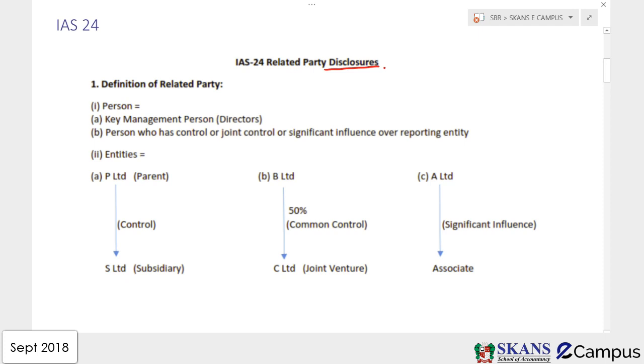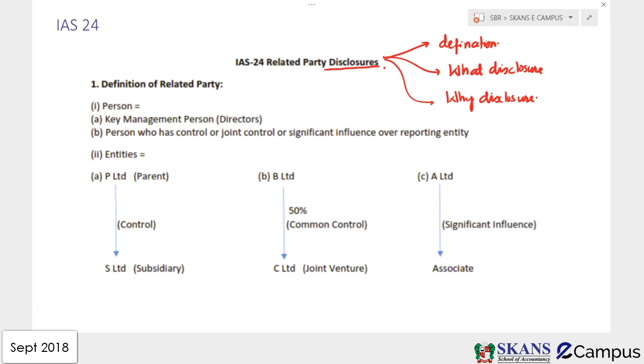Okay. So in this standard, we are going to learn three things. If we are comfortable on these three areas, then we can say that we know what is IAS 24 and what is related party disclosures. The first thing is obviously what is the definition of related party. The second thing is what disclosures are required, guys, and the next thing is why disclosures are required, why we need to disclose the information. So you need to be comfortable on these three areas.